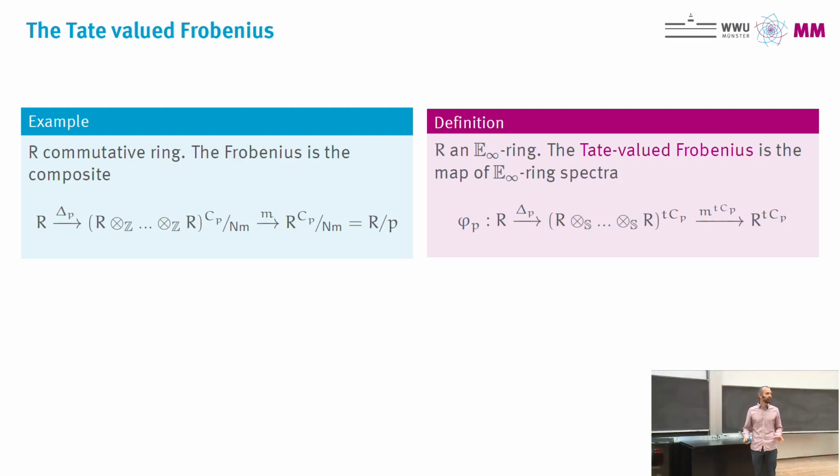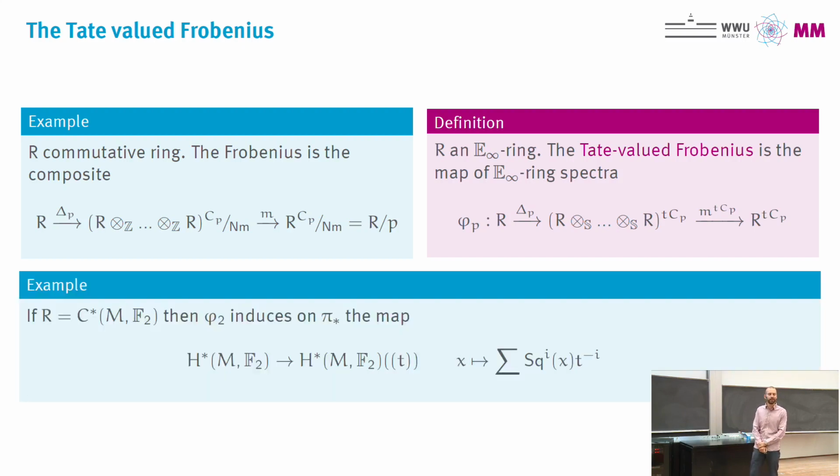Let me just give you one example. There's a lot of examples I could give here, but let me give you just one, which I find personally very interesting. If you just input cochains on a topological space M, say cochains with F_2 coefficients, then you have the map phi_2. And let's look at the effect on homotopy groups. So the homotopy groups of the cochains are the cohomology groups of M. And it turns out that the homotopy groups of the Tate construction are just the Laurent power series ring over the cohomology of M. It's a little computation in Tate cohomology.